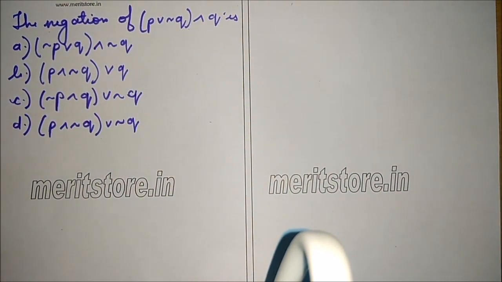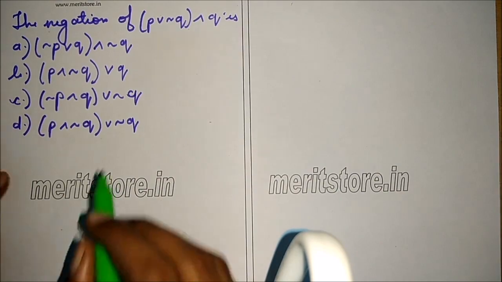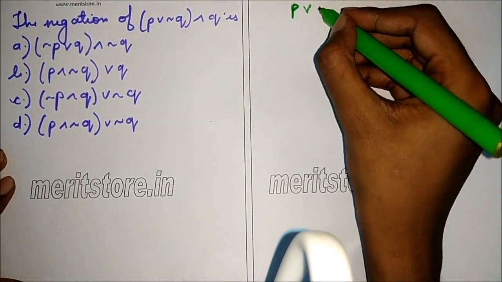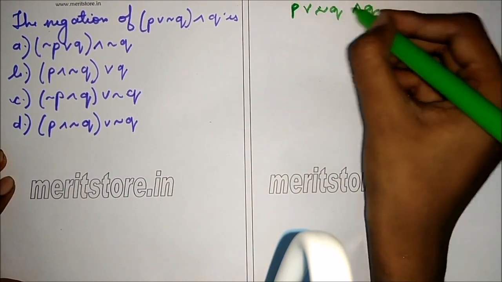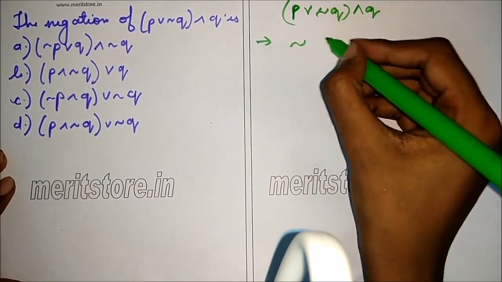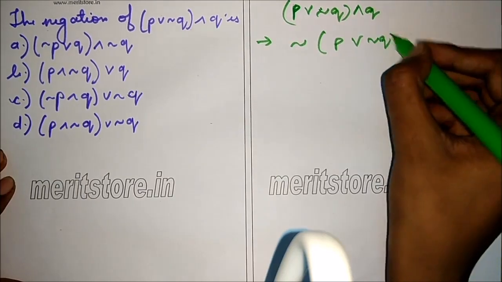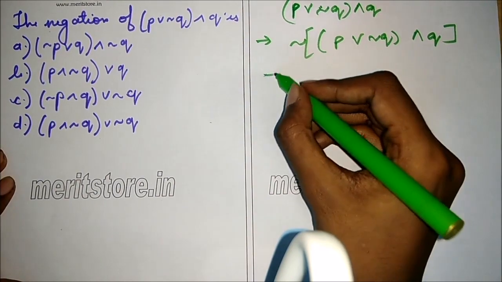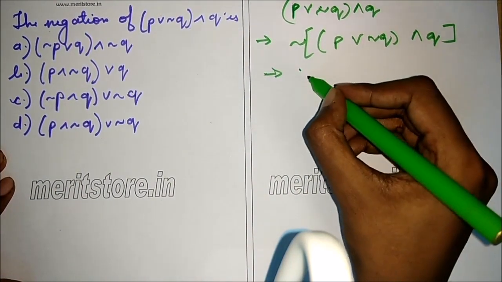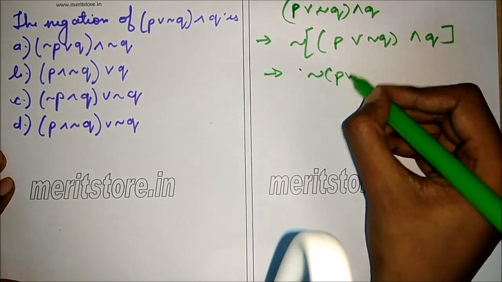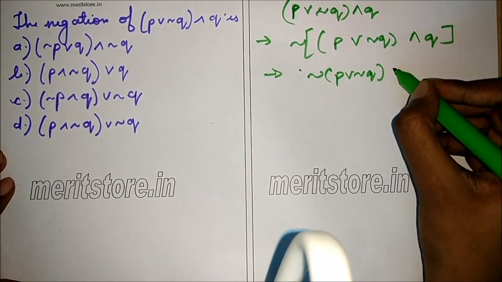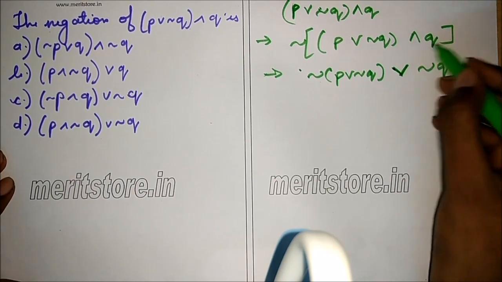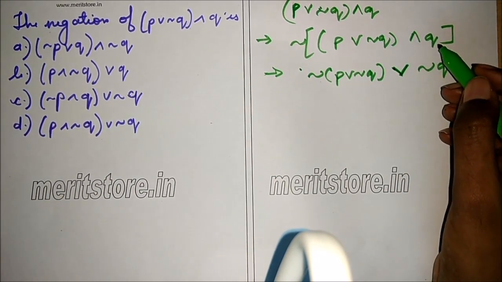Negation of P or negation Q and Q is, so given statement is P or negation Q and Q. So we have to find the negation of this. So negation of P or negation Q and Q. So this will be negation of P or negation Q, negation of and is or, and negation of Q is negation Q.